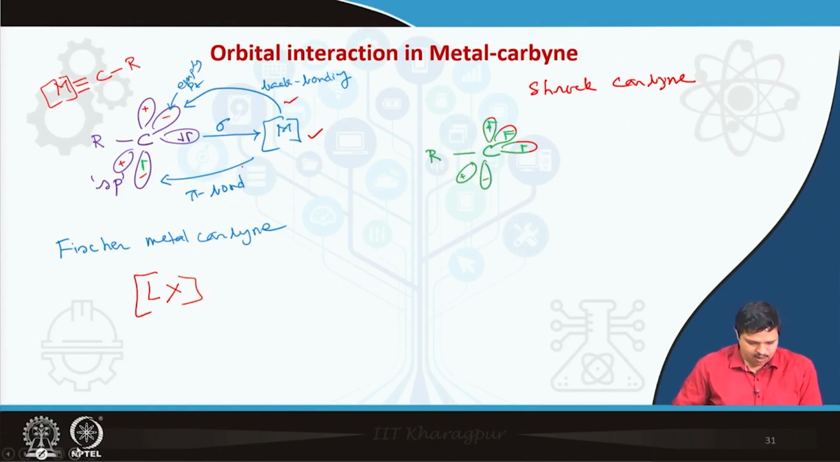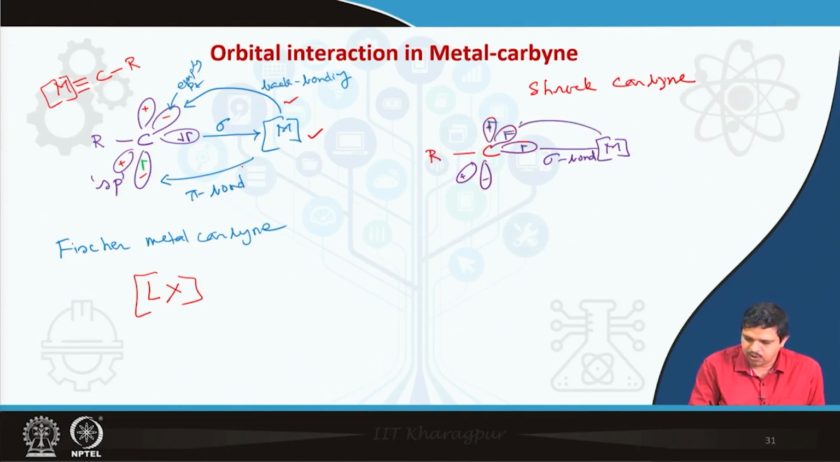Now if I have a metal center, what are the possibilities? If there are three unpaired electrons, then it can form one sigma bond here through the d sigma of the metal center. Now here another pi bond, and another pi bond here. So you see that three bonds are possible.